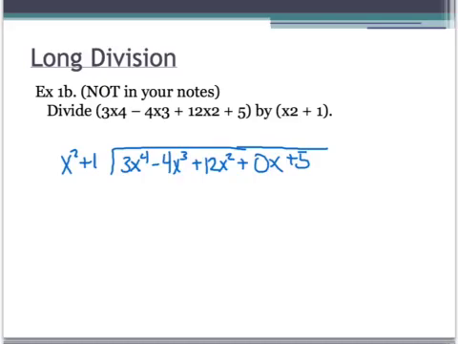For instance, I have an x to the 4th, x cubed, x squared, and then I need to have an x to the 1st, and then my constant term. So I put in 0x. All right. What times x squared gives me 3x to the 4th? And that is going to be a 3x squared. Now remember, we want to keep our like terms in the same column. So I write 3x squared above the 12x squared. Then I have 3x squared times x squared is 3x to the 4th. 3x squared times 1 is 3x squared.